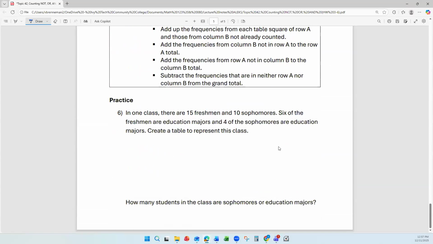So number 6, we have a class with 15 freshmen and 10 sophomores. 6 of the freshmen are education majors. 4 of the sophomores are education majors. Which is the row and which is the column doesn't really matter. I'll do freshmen here, sophomores here. And then we're going to have education major and not education major. And then we're going to have a total for each.